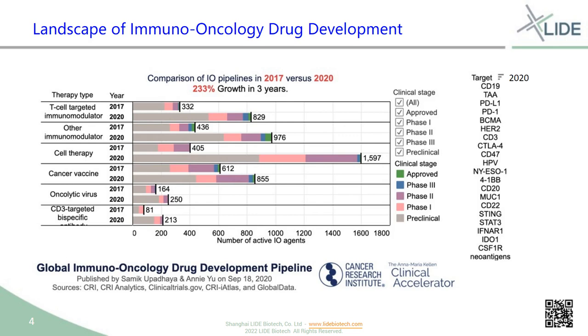There is some data from the Cancer Research Institute, which was founded by the daughter of William Coley. The number of IO drugs in 2020 was more than twice that of 2017, and the increased pipeline mainly focused on cell therapy, T-cell based immunomodulators or bispecific antibodies. And the top 5 targets of 2020 were CD19, tumor-associated antigens, PDL1, PD1, and BCMA.